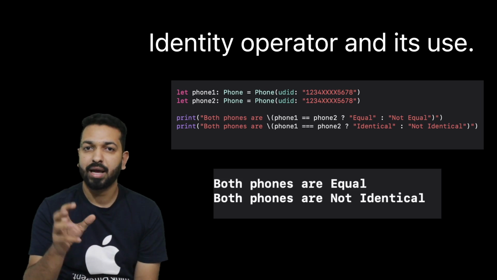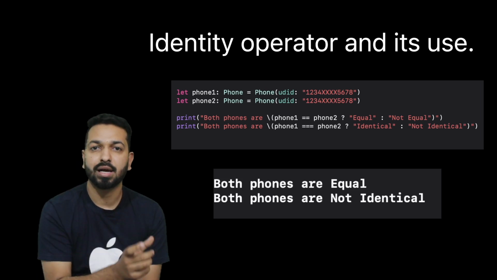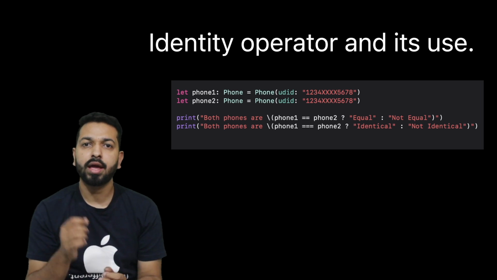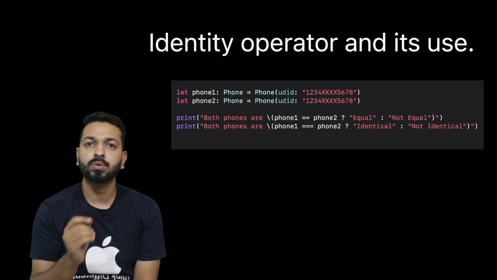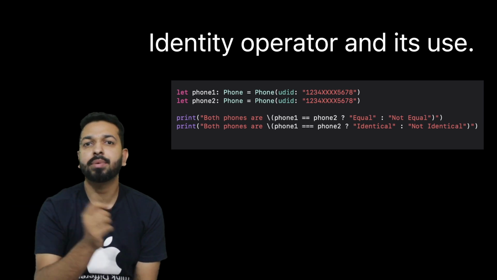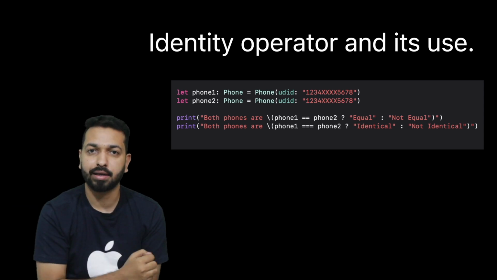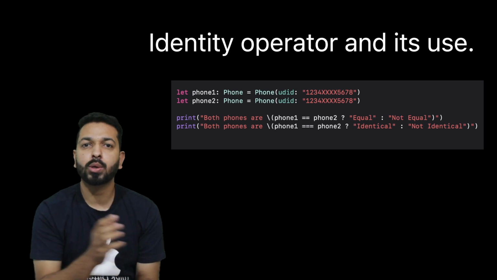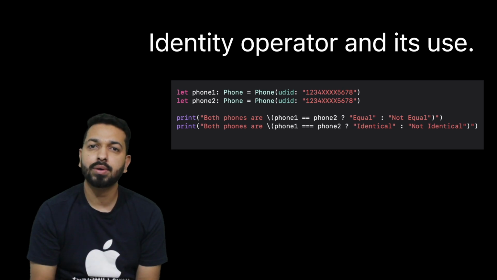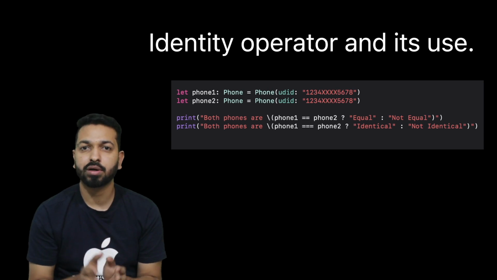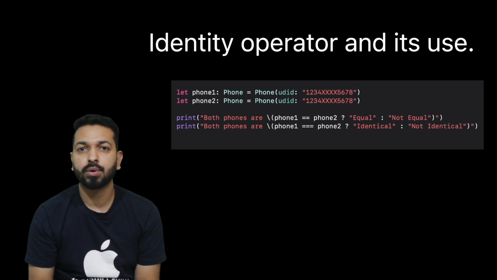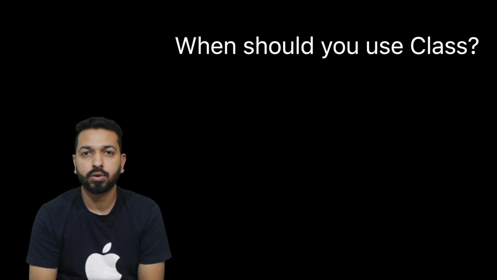Because while defining my type Phone, I used the keyword class, it is a reference type. So when I would have written phone2 equal to phone1, essentially they would have been pointing to the same memory location, and hence the triple equal to operator would have returned identical. This is the difference between double equal to and triple equal to, and triple equal to is of great use in case of classes. When we want to compare the references, when we want to compare the objects, we can use triple equal to in case of classes. Let's move on to the next question.